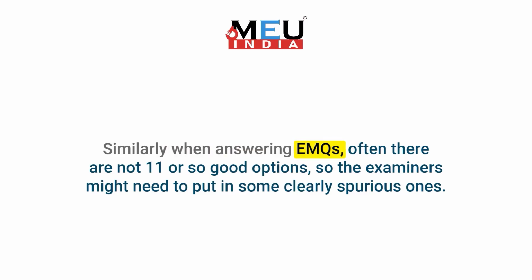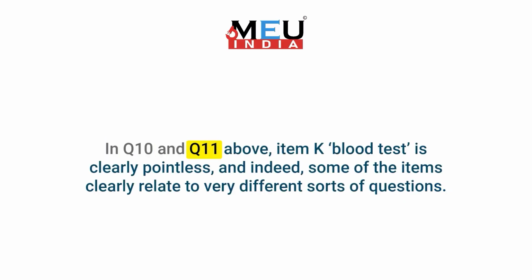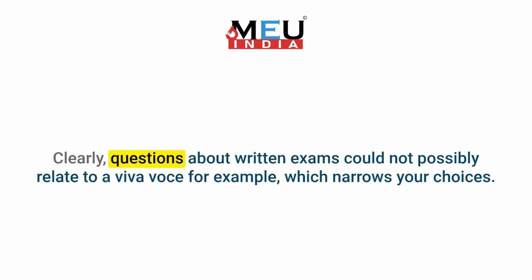Similarly, when answering EMQs, often there are not 11 or so good options. So the examiners might need to put in some clearly spurious ones. In Q10 and Q11 above, item K, blood test, is clearly pointless. And indeed, some of the items clearly relate to very different sorts of questions. Clearly, questions about written exams could not possibly relate to a viva voce, for example, which narrows your choices.